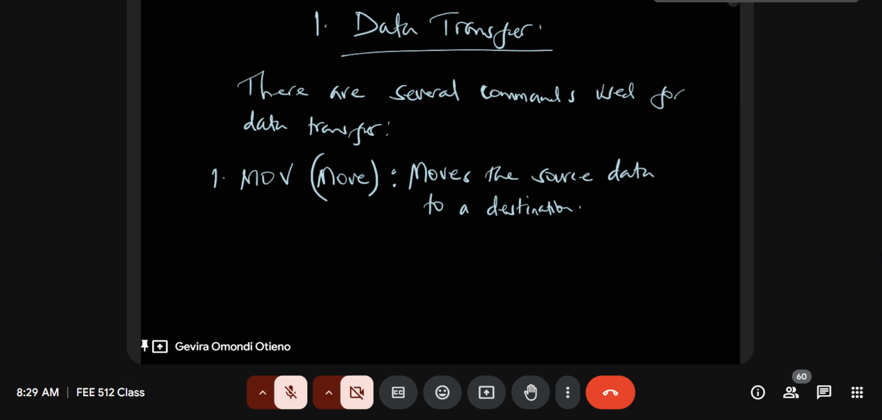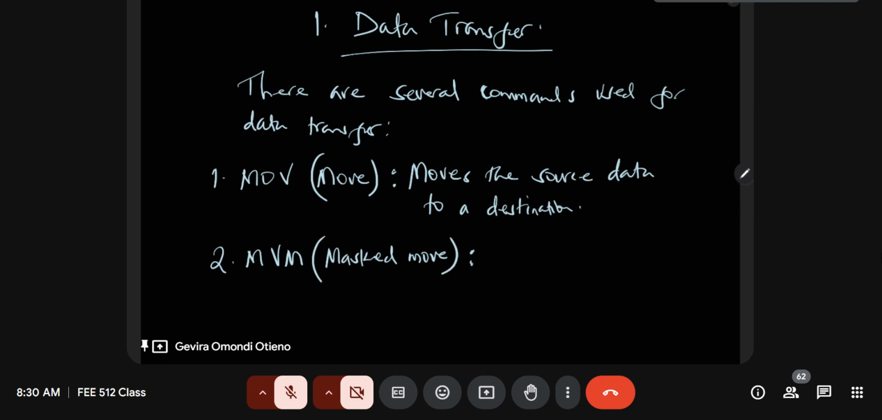Okay. The other type of move, which is very critical and is used a lot, is abbreviated MVM. This is a type of data transfer that really only happens in computer systems, and it is referred to as a masked move. We'll see what it is all about.